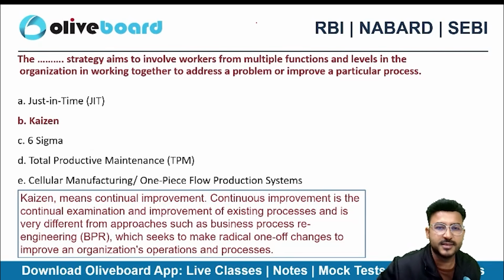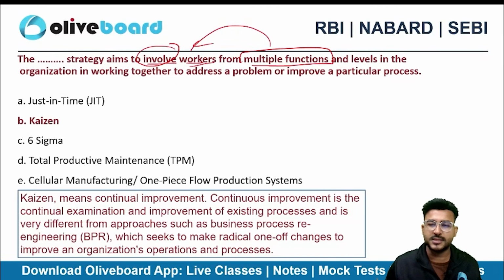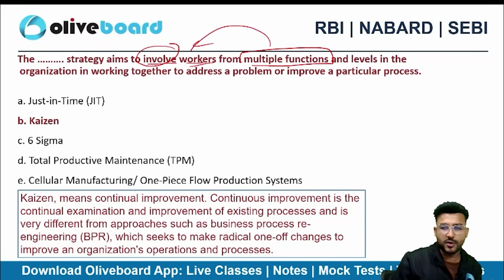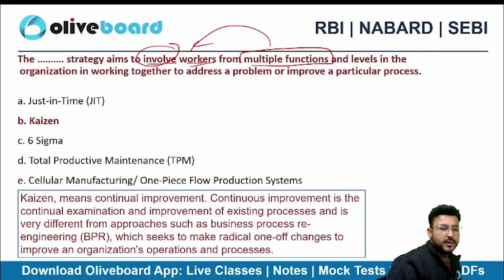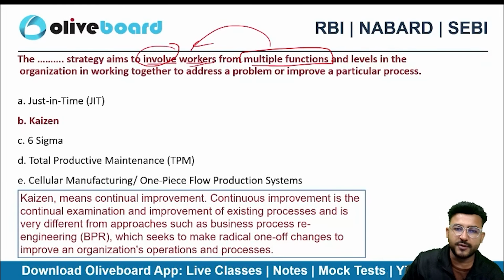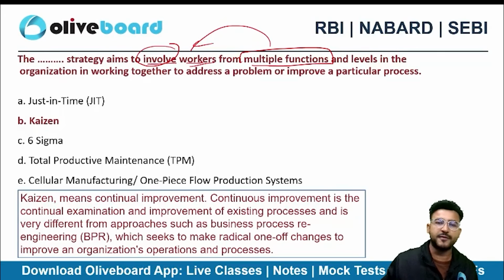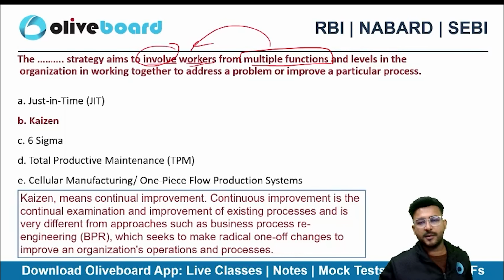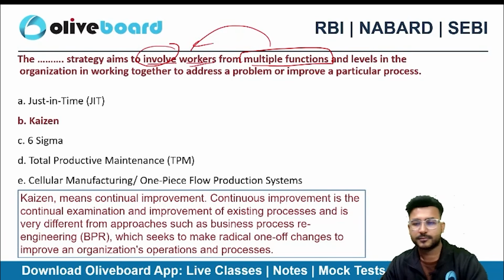Why? Because Kaizen is a strategy where multiple workers are involved from different functions for solving problems. Yes, Kaizen is gradual improvement, but in Kaizen only we discuss the fact that we need to involve multiple workers from different functions so that we can address a particular problem. Kaizen is the correct choice here, option B.